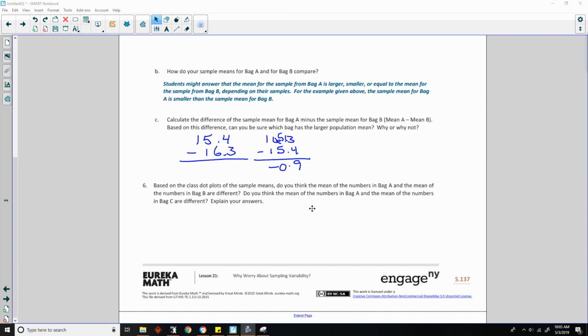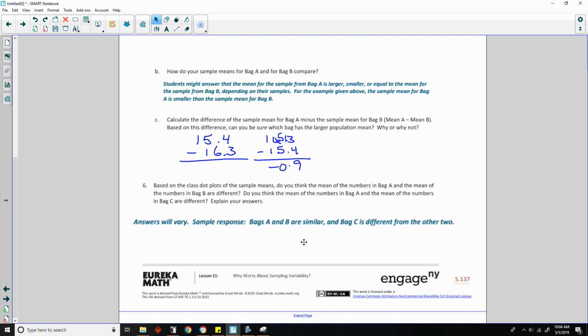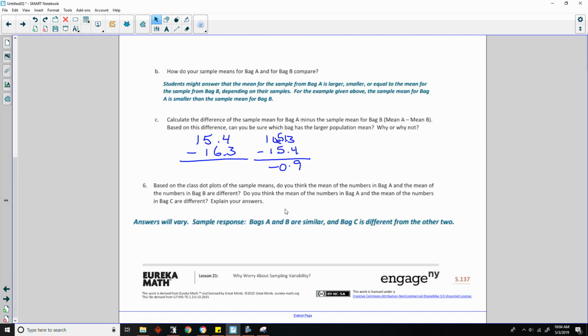All right, number 6 says, based on the class dot plots of the sample means, do you think the mean of the numbers in bag A and the mean of the numbers in bag B are different? Do you think the mean of the numbers in bag A and the mean of the numbers in bag C are different? Explain your answer. And the answer to that would be, answers will vary, obviously. Bag A and bag B are similar, and bag C is different from the other two. Why? 15 and 16 is very close. 10 is 1/3 less than bag A. So bag C seems to be lower numbers than the other two.